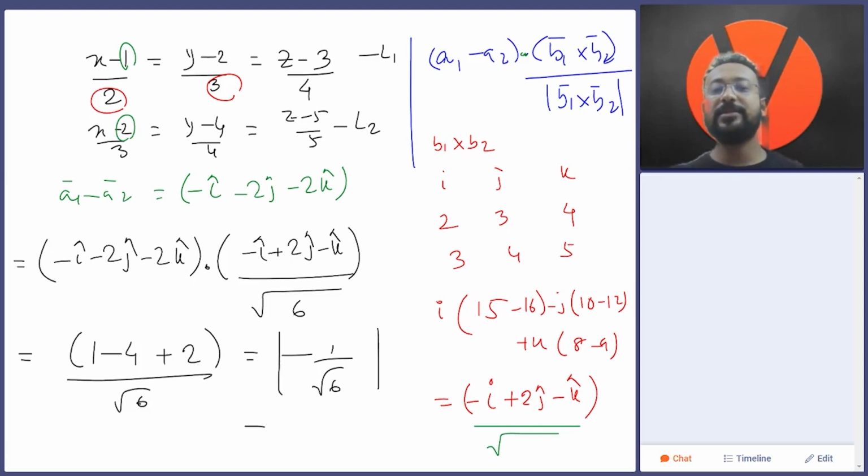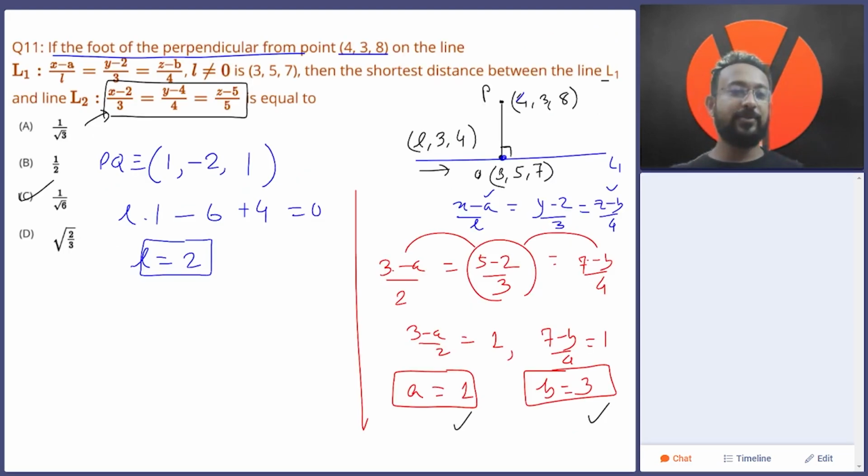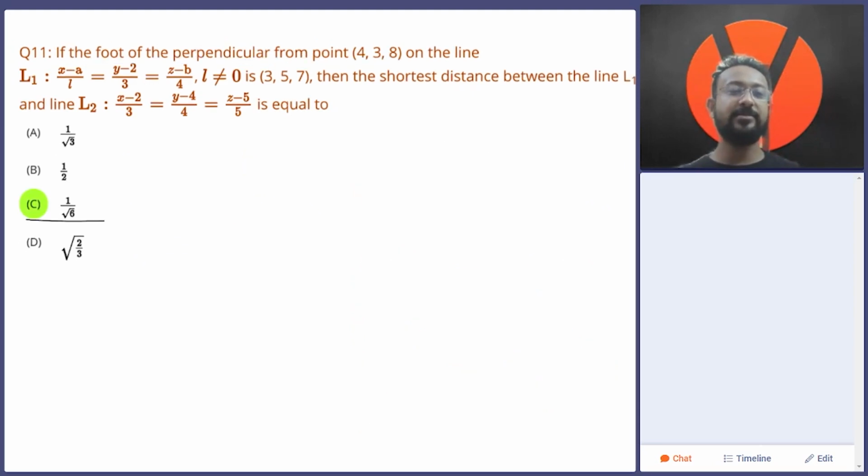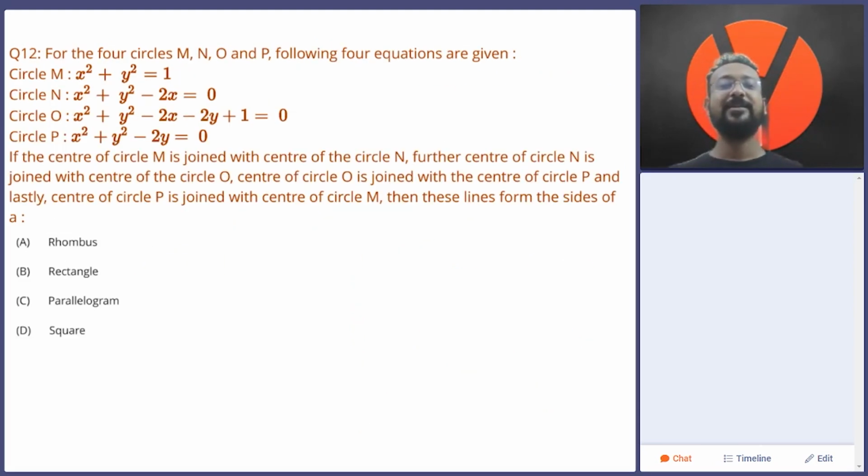But for distance, we can take the modulus and we call this as 1 upon root 6. So guys, 1 upon root 6, is it here? Yes, sir. I think it is here, sir. Got it. Great. Okay, next question.